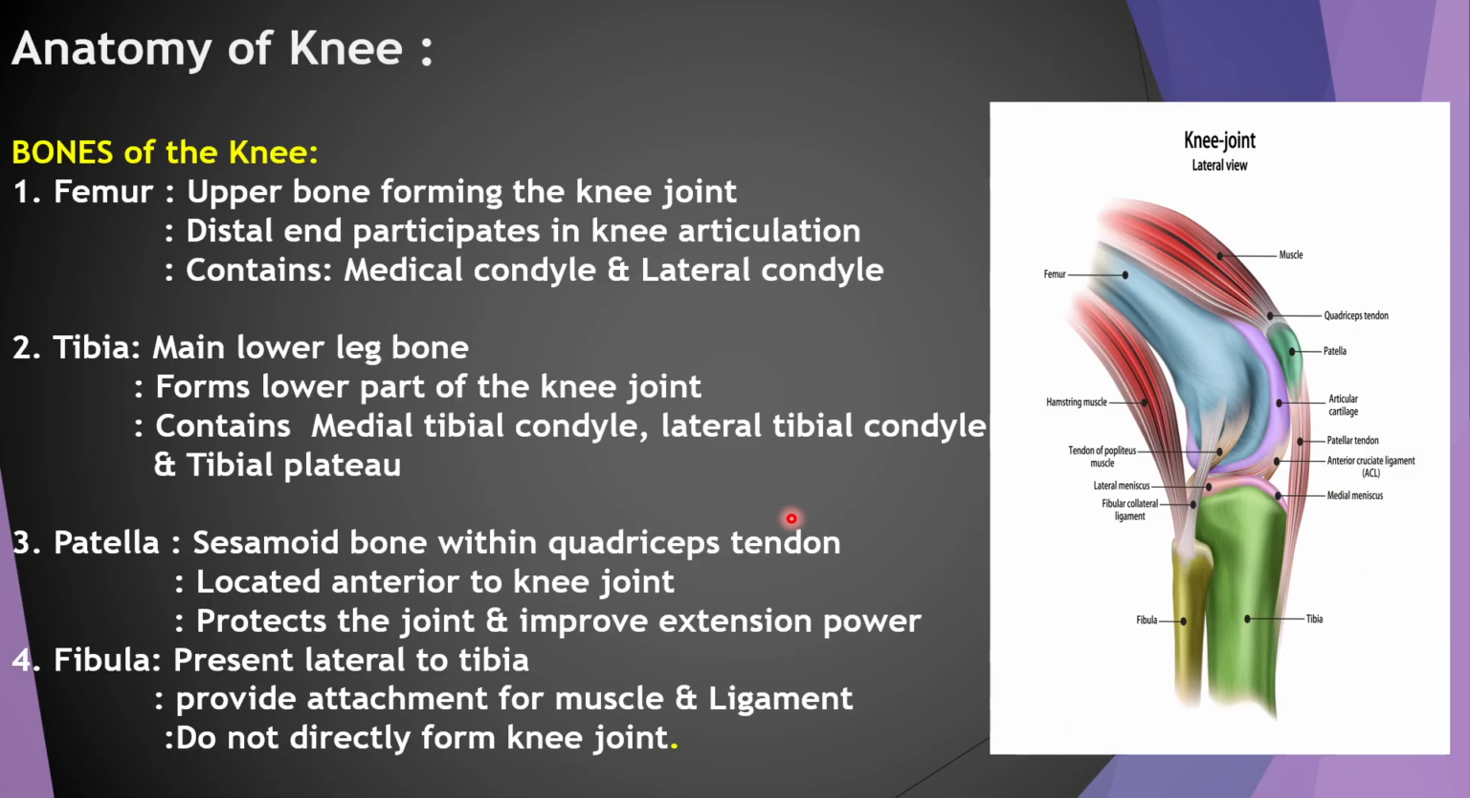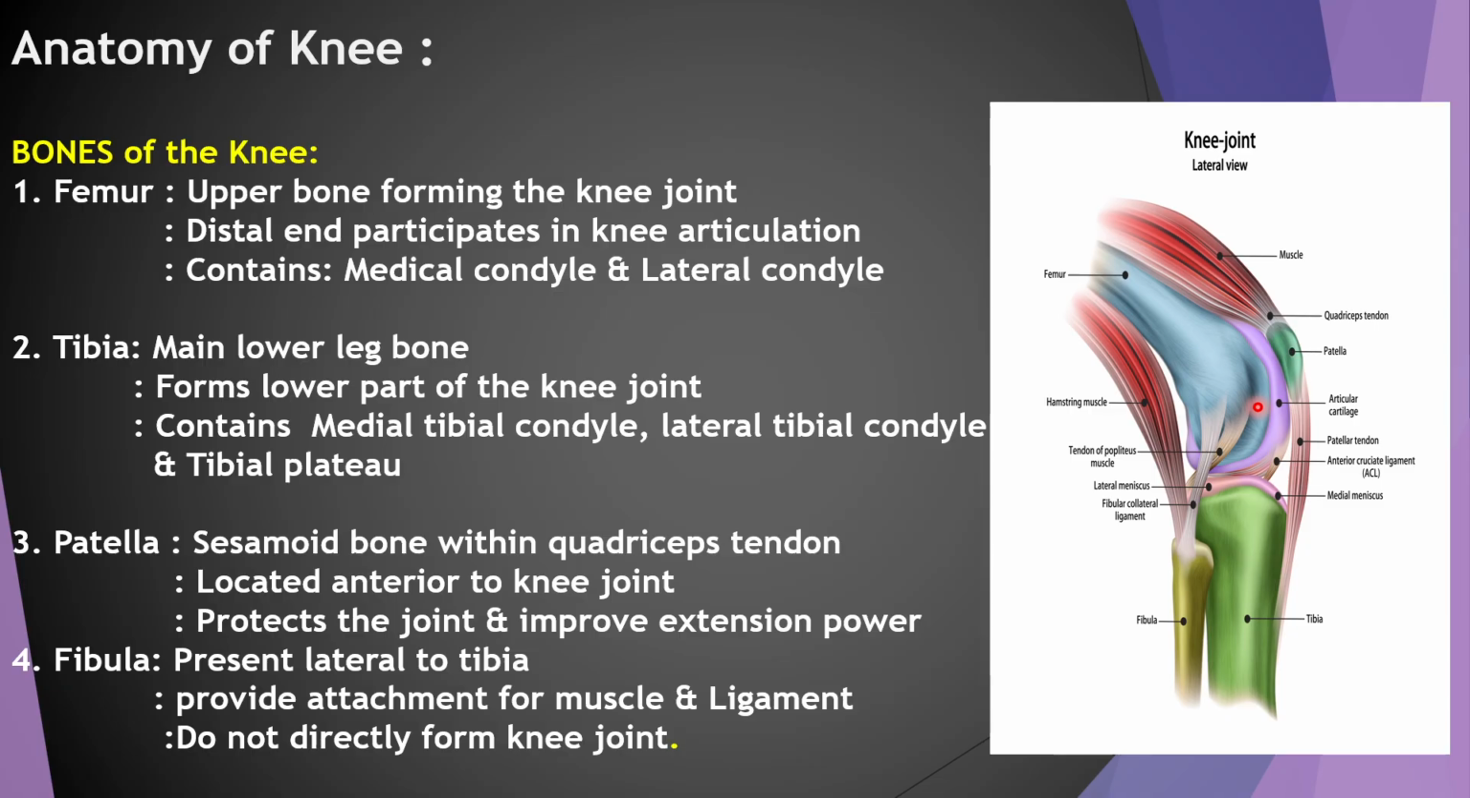Coming to next, anatomy of the knee. So these are the bones of the knee. There are four bones here. The femur. This part is the femur, which is the upper bone forming the knee joint and contains the medial and lateral condyle.